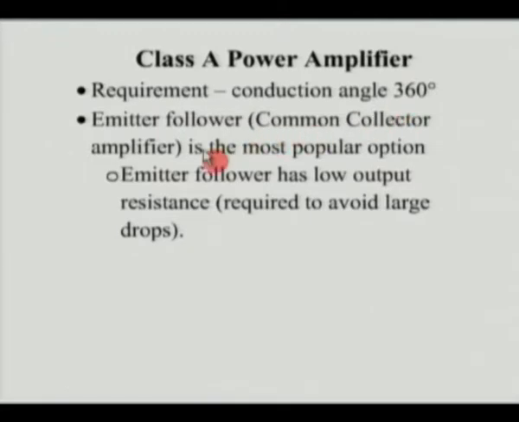Now you can think of a class A power amplifier as an emitter follower. In fact, that is the most popular choice, because we know that an emitter follower has low output resistance, and we saw right in the beginning that one of the most important requirements of a power amplifier is that it should have low output resistance. Therefore, the obvious choice from what we studied so far is to choose an emitter follower.